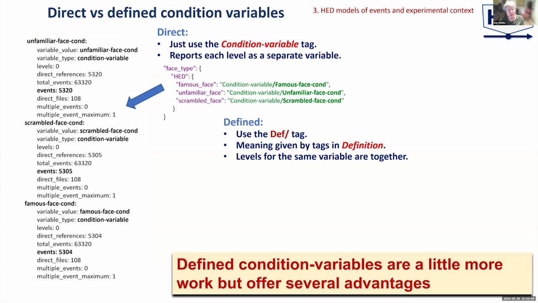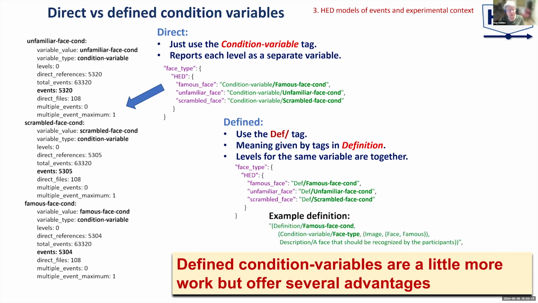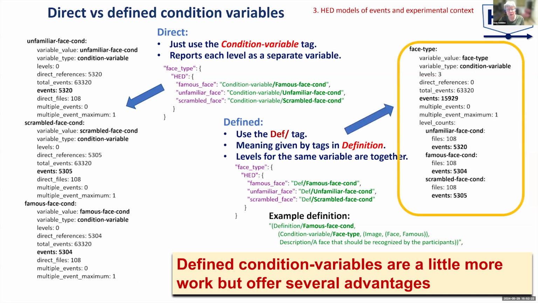However, if you use definitions, then you have definition famous tag and definition unfamiliar tag. And when you tag it, it shows up like this. Notice that in the definition, what it's saying is that famous face condition has a condition variable face type. And so when you annotate this way with the condition variable being in the definition, it treats famous face as a level of the design variable or condition variable face type. And so then you get a face type condition variable, which has levels unfamiliar face, familiar face, and scrambled face. And then from this annotation, you can automatically extract design matrices.